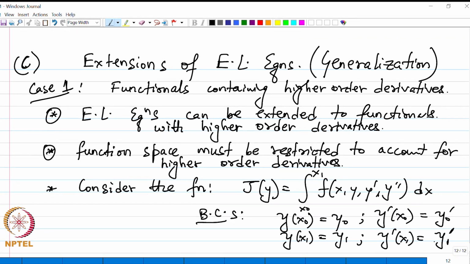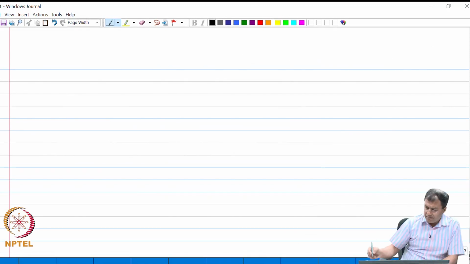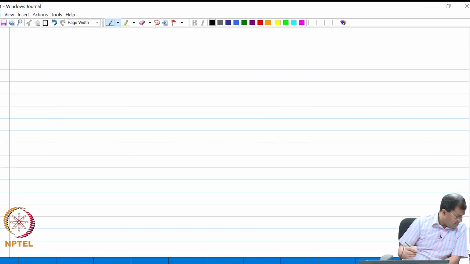So, these are my boundary conditions, and which means that earlier we were assuming that the extremal y had continuous partial derivatives up to second order. Now, we are going to assume that the extremal y will have continuous partial derivatives up to third order, or in other words y comes from the space C4. Okay. So, let me show how this is possible.